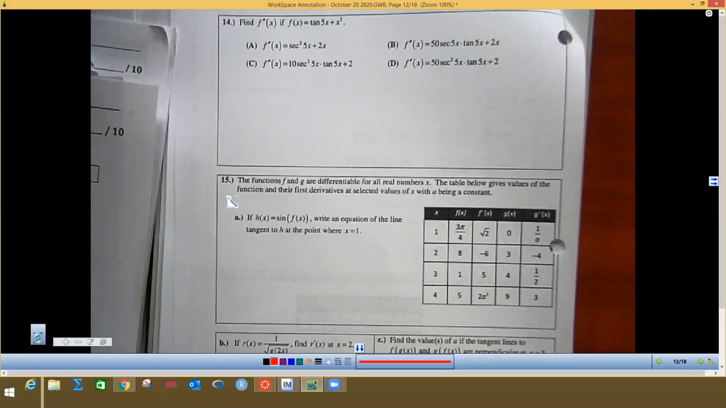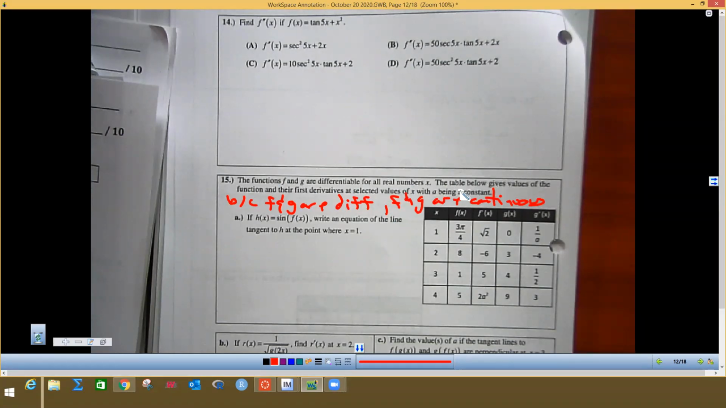All right, so practice test problem number 15. The functions f and g are differentiable. So as soon as you see differentiable, you should say because f and g are differentiable, f and g are continuous. Okay, the table below, oh, it says for all values x.